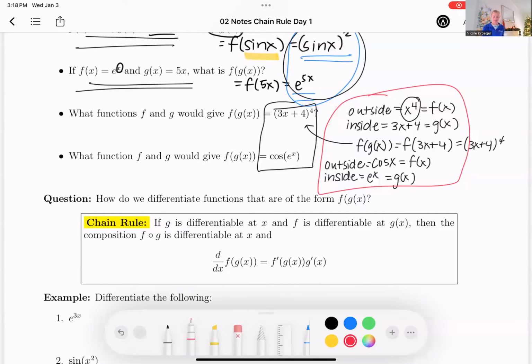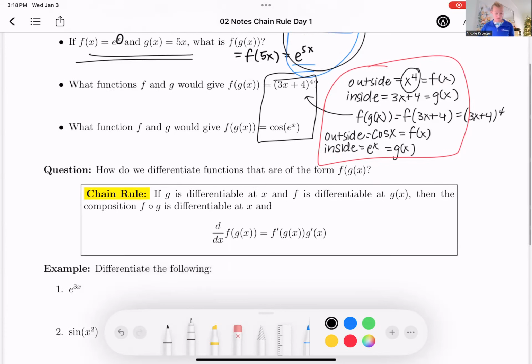Okay, we're going to go ahead and jump into the chain rule now. In the last video, we just reviewed some pre-calculus, but now we can figure out how to mix that together with calculus. So what we're going to do here is learn the chain rule.